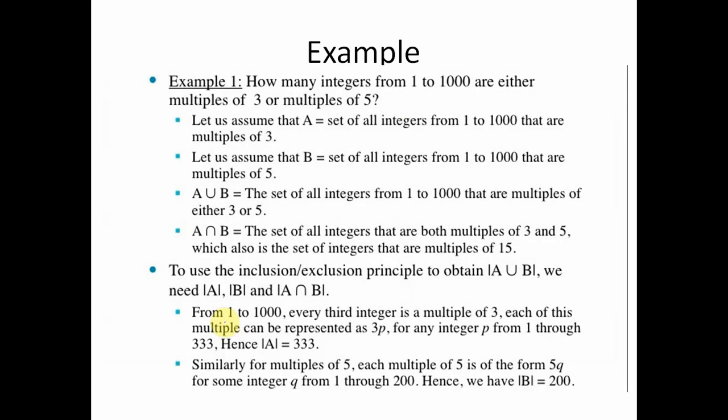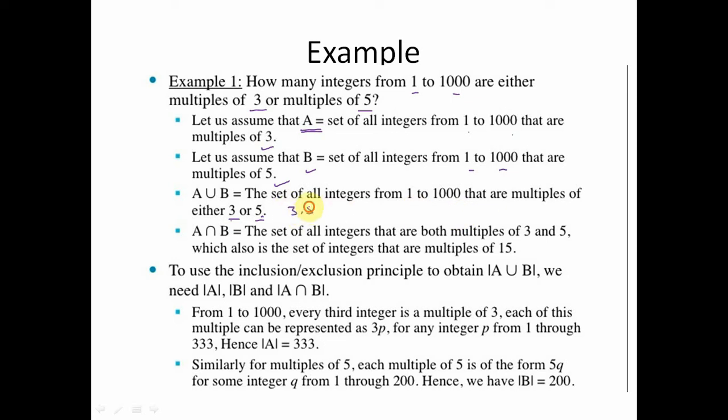Let's see another example. How many integers are there from 1 to 1000 which are either multiples of 3 or multiples of 5? Once again, I'll define certain sets. A, let us say, is the set of all the integers from 1 to 1000 that are multiples of 3. Let us say the set B is the set of all the integers from 1 to 1000 that are multiples of 5. And A union B is the set of all integers that are multiples of either 3 or 5.